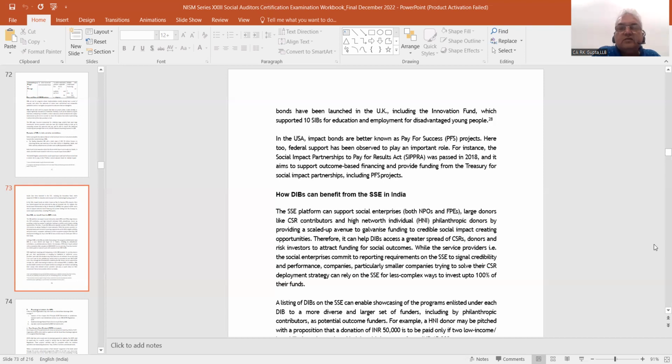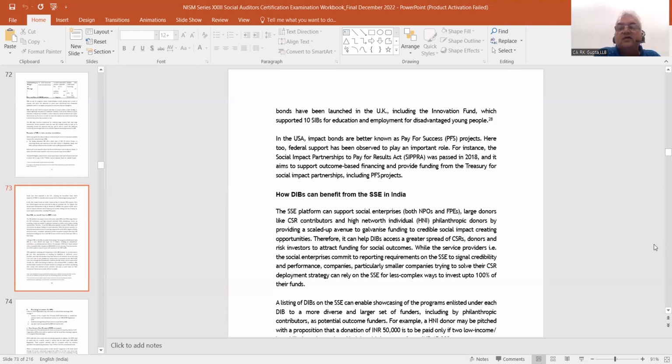Now, this is the last we'll take. So how these DIBs can benefit from the social stock exchange in India. The social stock exchange platform can support social enterprises, both NPOs and FPEs, and large donors, because we know, in the case of development impact bonds, you need large projects. So large donors could come for subscribing to the development impact bonds, like CSR contributors, high net worth individuals, and philanthropic donors, by providing a scaled up avenue to galvanize funding to credible social impact creating opportunities.